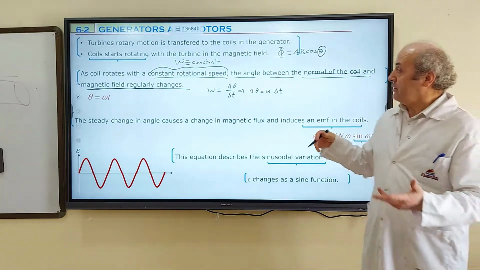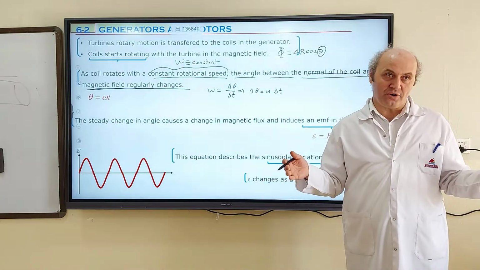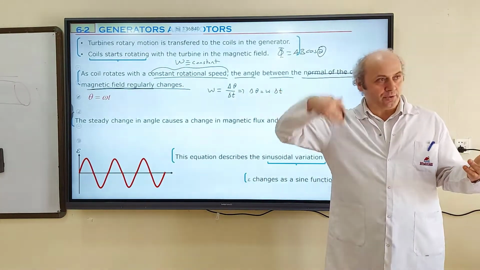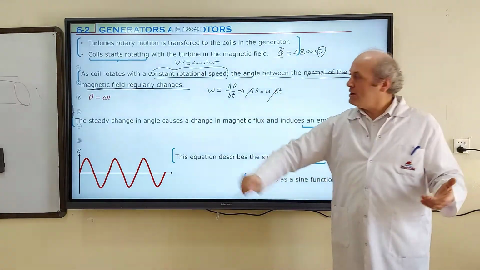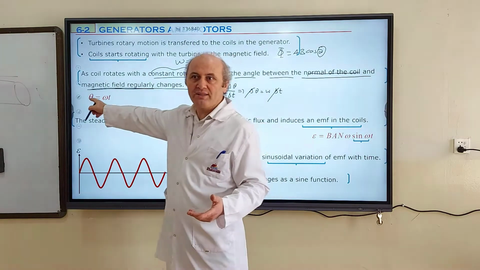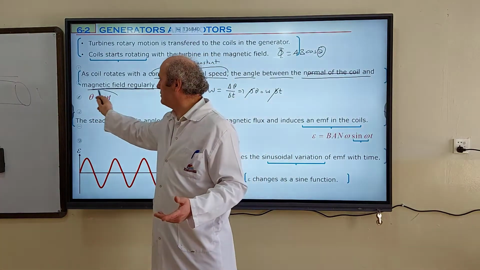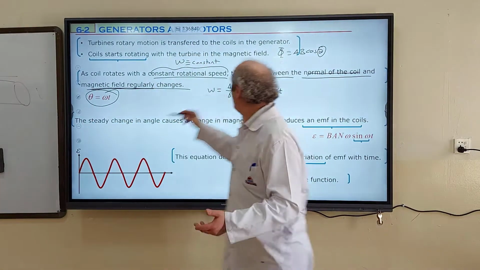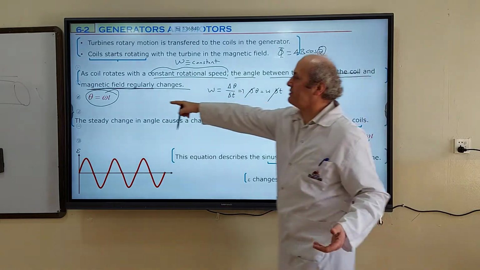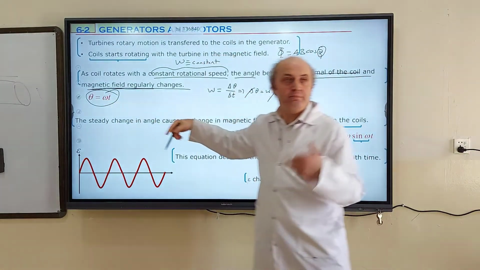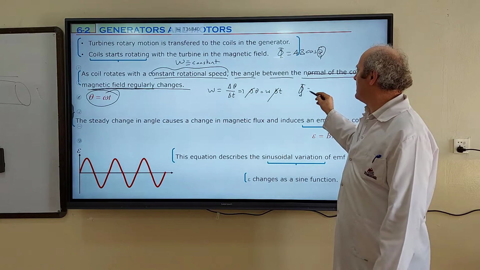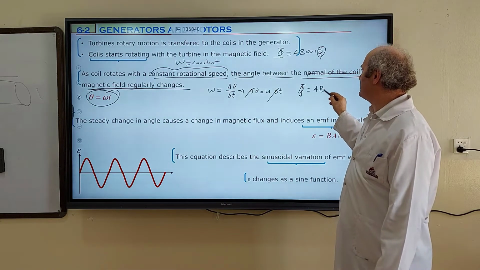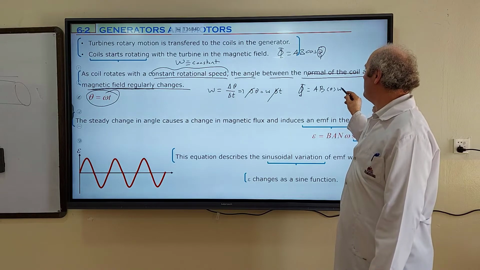But in a generator, there is no interval. It is always rotating. We don't have such an interval. That's why we are going to remove these deltas. We will get the equation theta is equal to omega times t. Instead of theta, I am going to write omega t. Then the magnetic flux equation will change to phi is equal to A times B times cosine omega t.